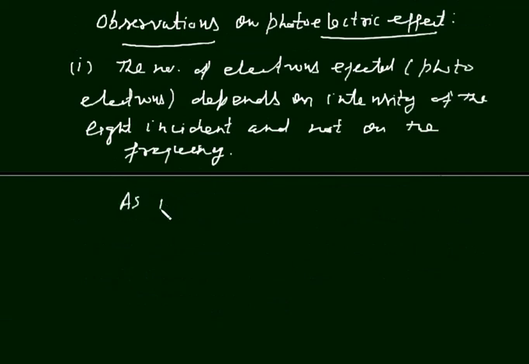As we know that the intensity of light depends on number of photons. More intensity means there are more number of photons. If there are more number of photons, then more number of photoelectrons will be ejected. Since one photon ejects one electron, if there are 3 photons, 3 photoelectrons will be ejected. Okay? So, if intensity increases, it means number of photoelectrons will increase.